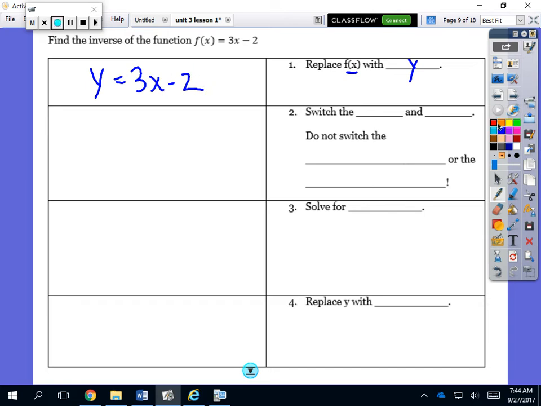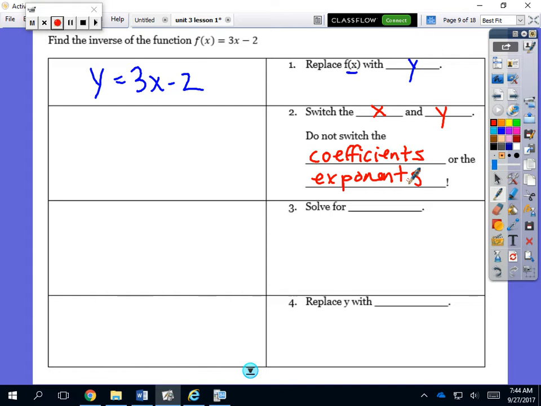Step 2, switch the x and y, only the x and y. Don't switch the coefficients or the exponents. So you're just basically trading spaces. It's like if you traded seats in the classroom with somebody. It would just be you moving. Nobody else in your area would move, just you.